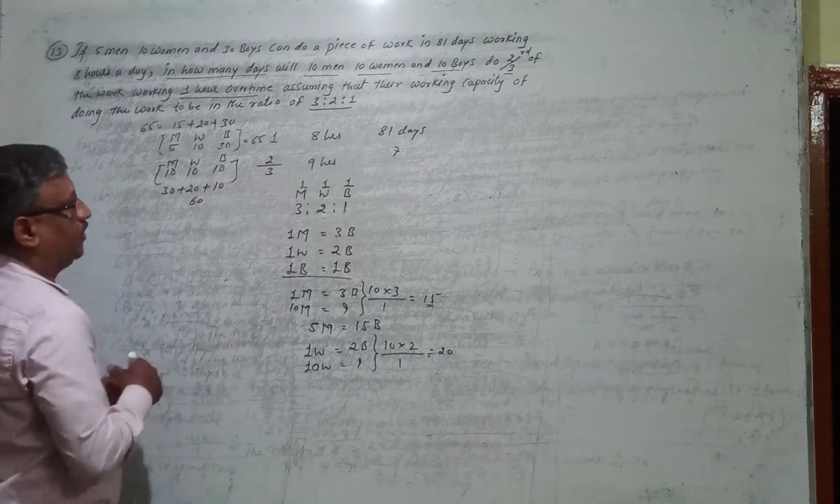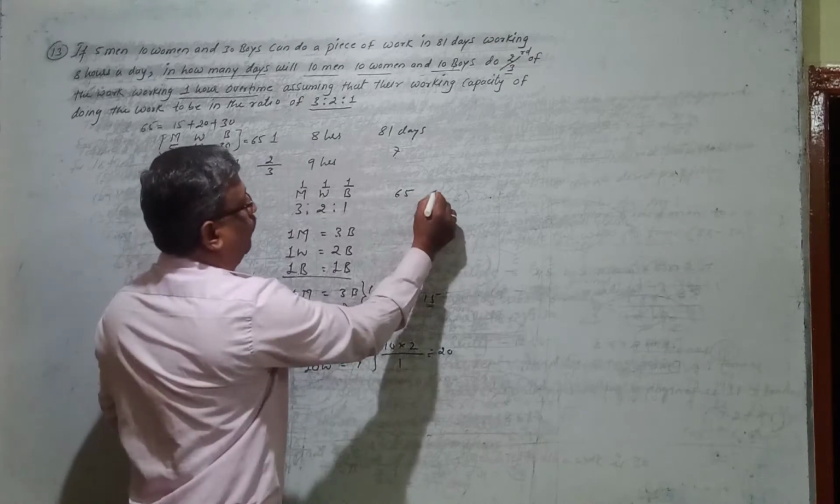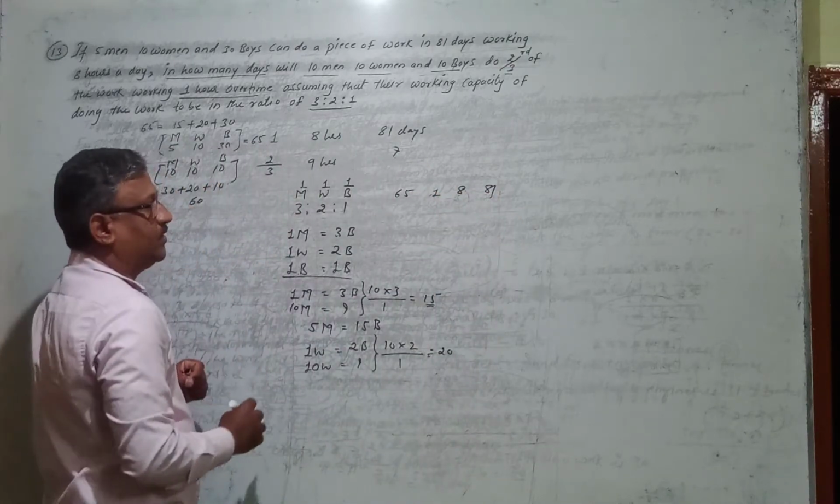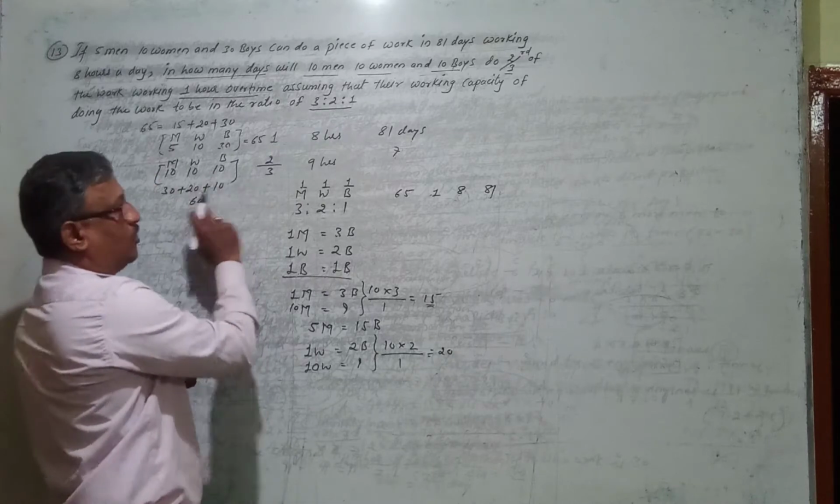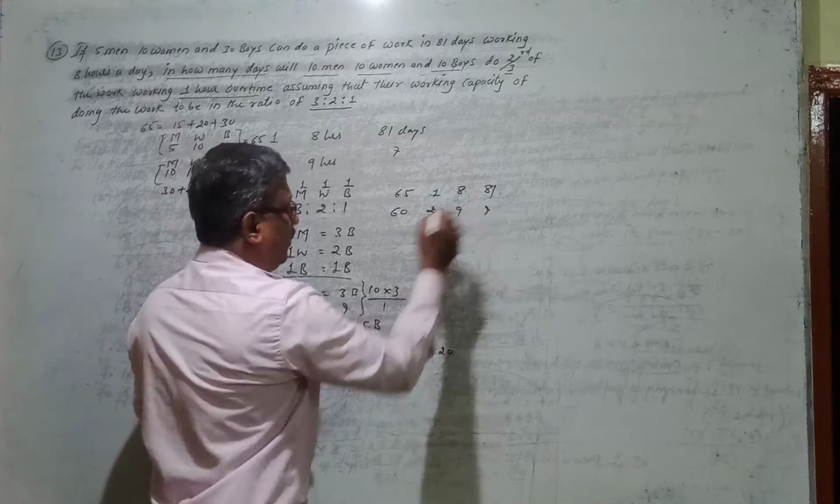Now I can put the equation very easily. For 65 boys to do one full work, working 8 hours, how many days are required? 81 days are required. And now I can ask: for 60 boys to do 2/3 of the work, working 9 hours, how many days are required?